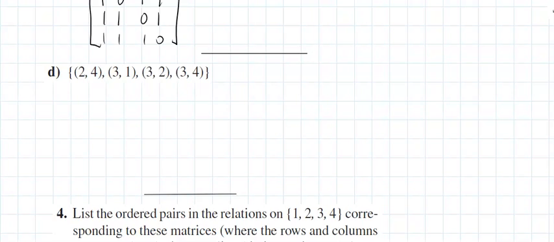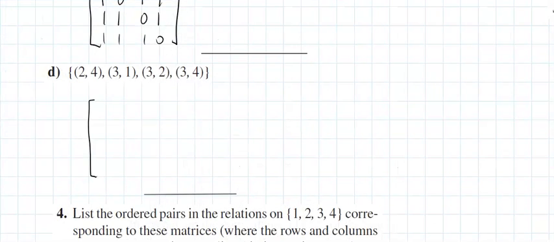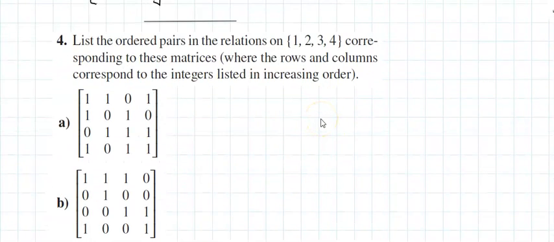How about this relation? Sorry about that. That's what I meant to do. My mistake. 1,1, 1,2, 1,3, 1,4. 2,1, 2,2, 2,3, 2,4. 3,1, 3,2, 3,3, there's none. 3,4, 4,1, 4,2, 4,3, and 4,4. So hopefully I didn't make a mistake, and if I did, hopefully we get how this works.